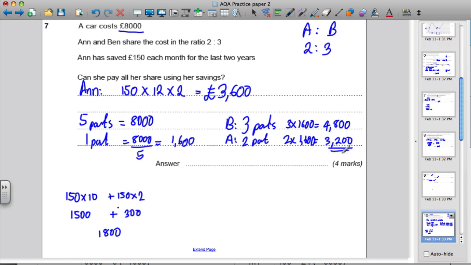So Anne has to pay 3,200, but she saved up 3,600. Can she pay all her share using her savings? The answer is yes, with £400 left over. Okay?